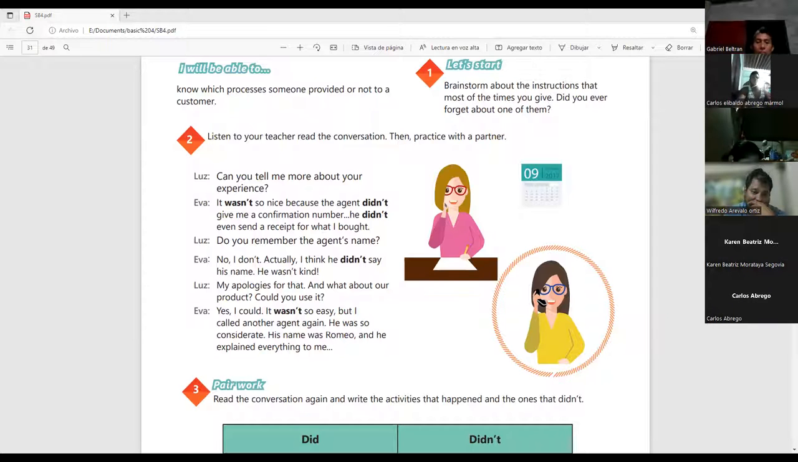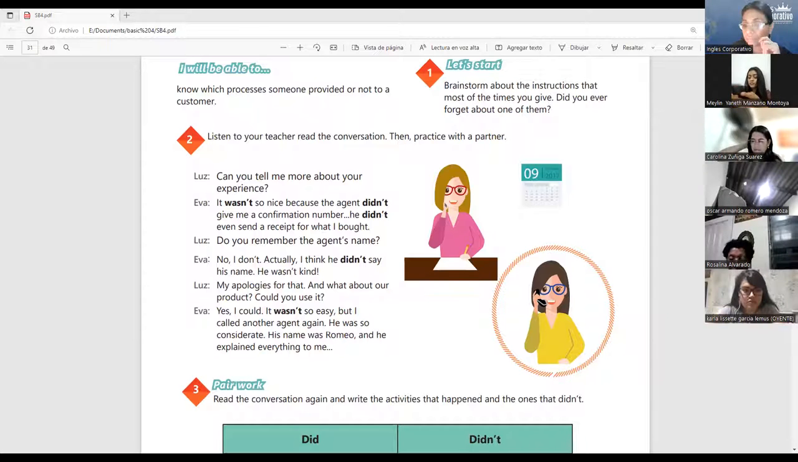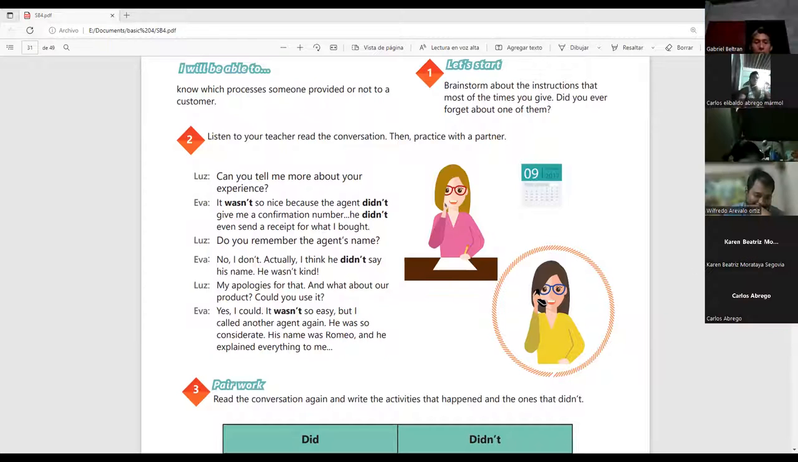Qué barbaridad. Nice for us. Practice. All right, Wilfredo, yo veo que usted quiere ser Luz. Very good. So Wilfredo, you're going to be Luz, and Ivania, I want you to be Eva.